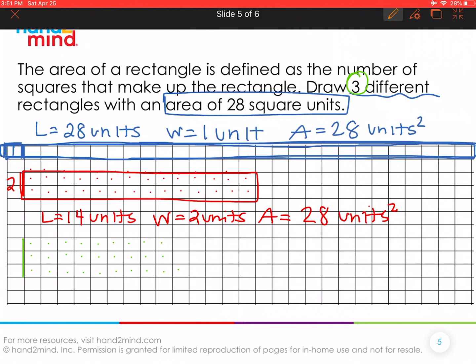Did anyone say 4? Good, so here's 4. 1, 2, 3, 4. So here's my width of 4. And let's go ahead and count 28 square units. So there's 1, 2, 3, 4, 5, 6, 7, 8, 9, 10, 11, 12, 13, 14, 15, 16, 17, 18, 19, 20, 21, 22, 23, 24, 25, 26, 27, 28. Notice how it forms a rectangle.